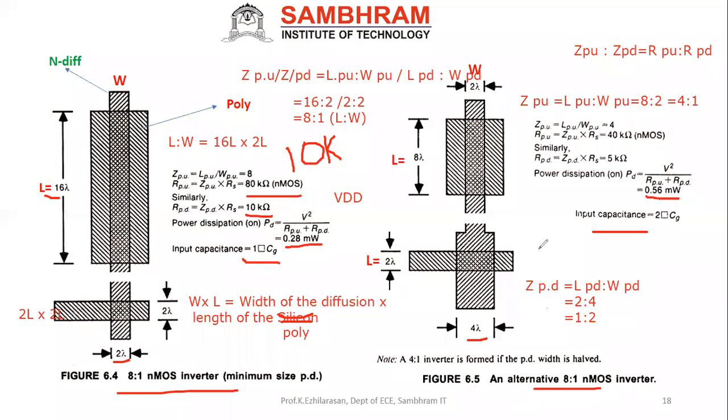Now if you want to reduce that 8:1 to 4:1, what you have to do is very simple: make this width of the diffusion 2 lambda. If you make this width 2 lambda, automatically the scaling of this will become 4:1. Simple. You can reduce that to 4:1. Here 8:1, 4:1. Then you check what power dissipation you are getting. You can cross-check.